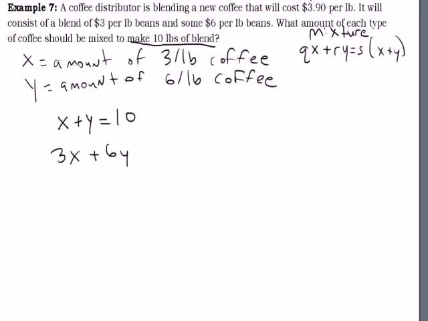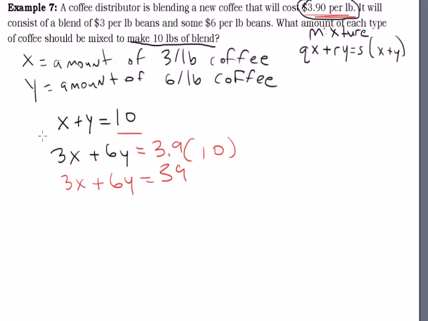Well, we want the mixture to cost $3.90 per pound. I think that's on the screen. $3.90 per pound. And so we're going to see that as part of our problem here. It's $3.90 times the total. Hopefully you recognize the total amount of coffee is 10 pounds, so we know that's just 10. Simplifying that second equation, it's going to be 3x plus 6y equals 39.